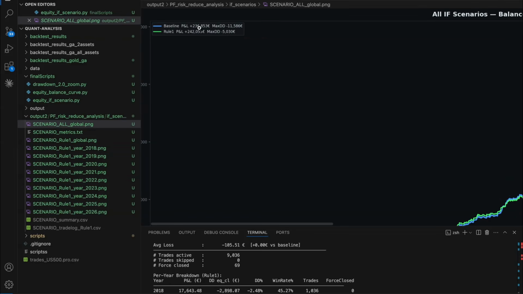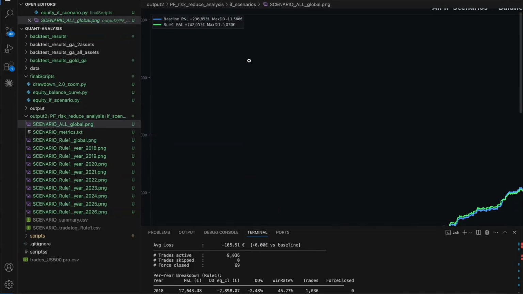But I don't really care about increasing profit. I can easily reduce the profit. I don't really care. Why? Because the goal is to improve the performance. And from here, you can easily see that the max drawdown went from 11,500 down to 5K. So it dropped by even more than 50%.